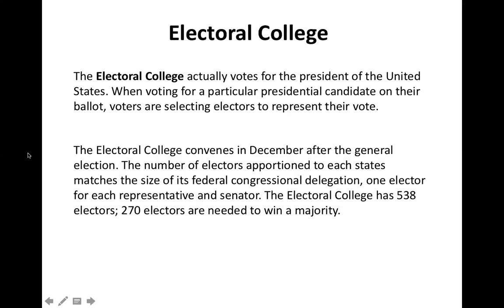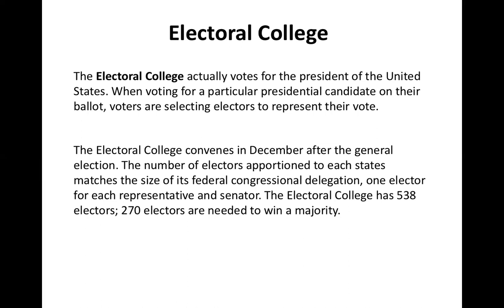So what is this Electoral College? These are the people that actually vote for the president. So when voting for a particular presidential candidate on their ballot, voters are selecting electors to represent their vote. So the Electoral College actually convenes in December. This is where you hear the discussion of the road to 270. We've got to get 270 to win a majority and become president. Now that means if we have the popular vote, we may not win.